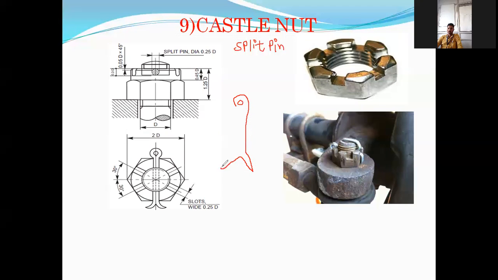Maybe something like this. Split pin. So this diversion, this pin is there. Here it is, you can see. Once assembly will happen, that split pin is here. So you can see here. Here it is. Okay. That pin means what it is done. This particular type of nut.